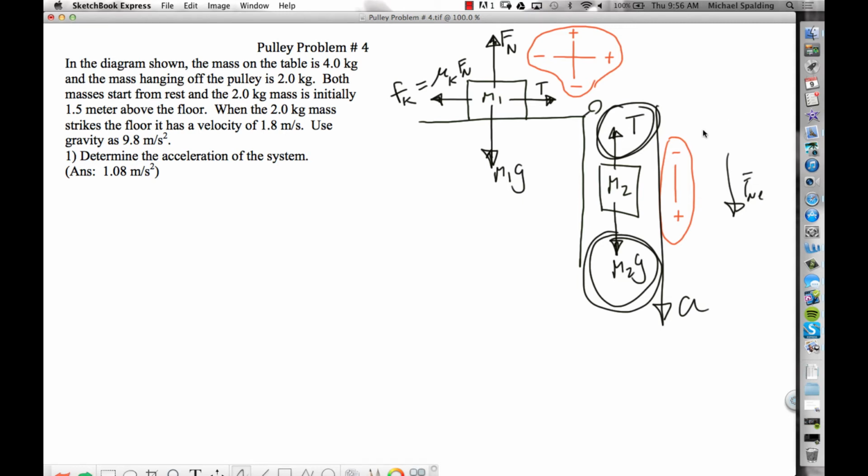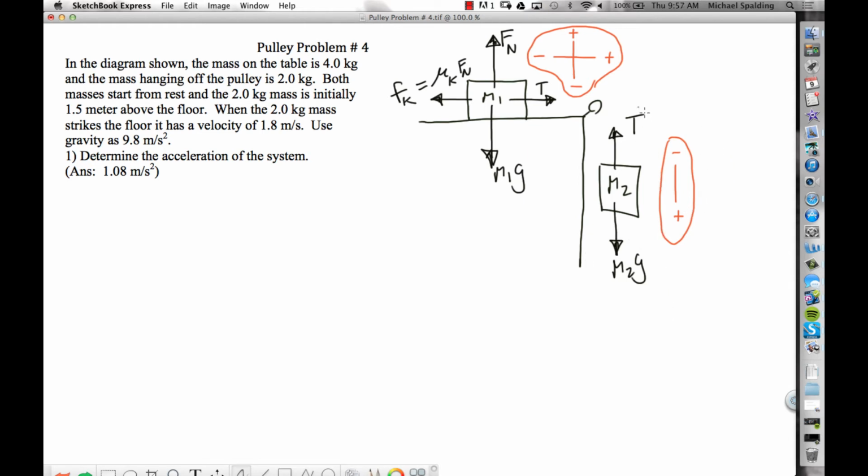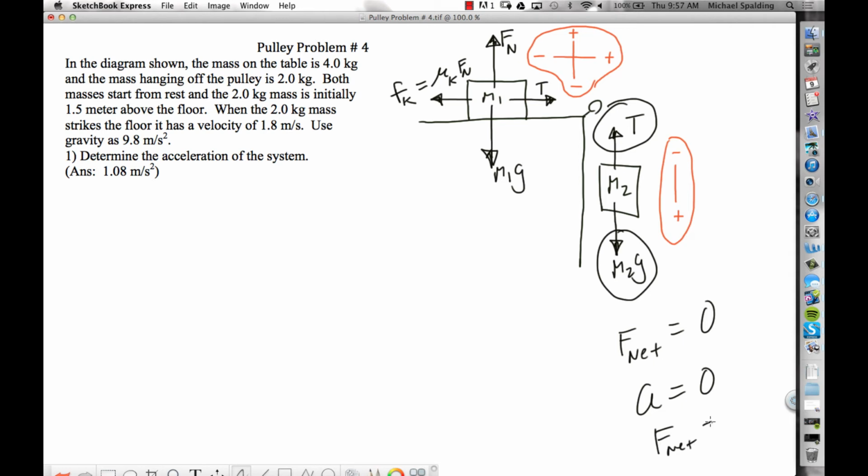Now, just another question for you: what if tension and M2G were perfectly equal? If they were perfectly equal, what would the net force be for M2? 0. And then what would the acceleration be? 0, because F net equals ma. If your F net is 0, then your A is 0. Right? So what would be happening here?